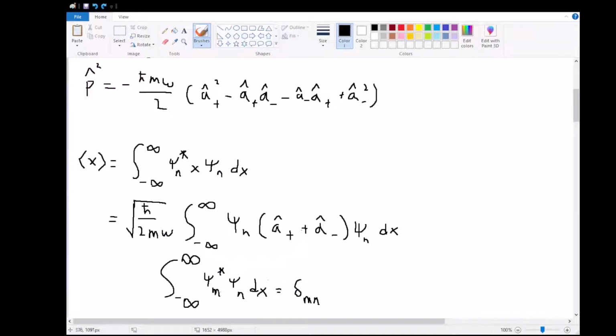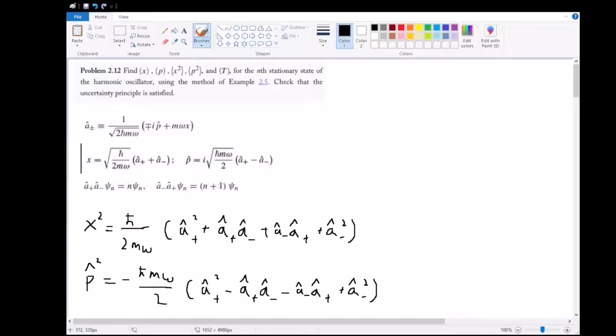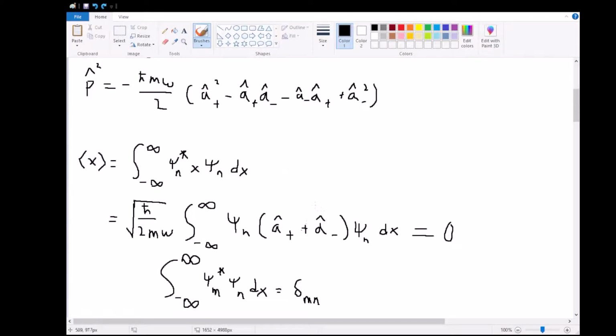So because of that, m and n are not equal for both of the integrals in this case, and this is just going to equal 0. The exact same thing is true if we try to find the expectation value of p, because p is the exact same thing, just with a different series of constants at the front, and then a hat plus minus a hat minus, instead of a hat plus plus a hat minus. Ultimately, that's the same thing. It's the same exact scenario. It's just our two integrals are getting subtracted from one another instead of adding onto one another.